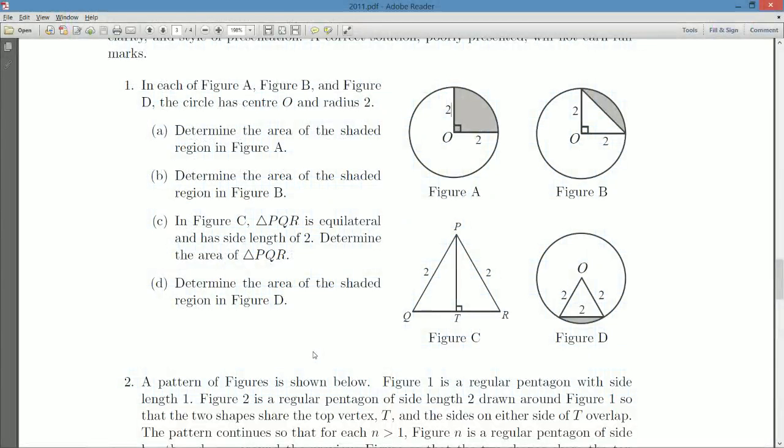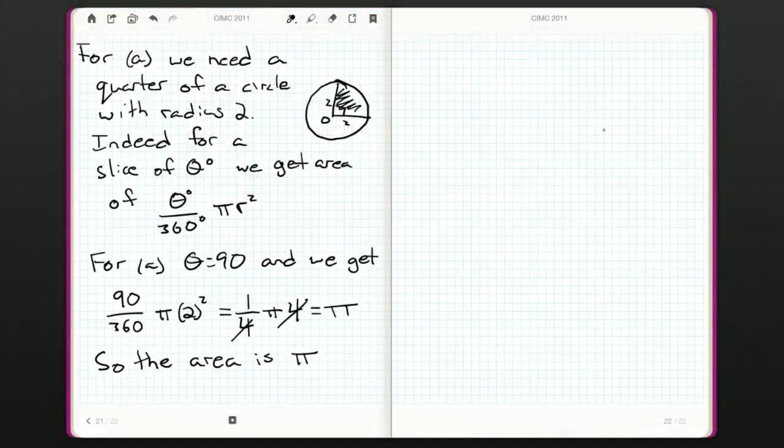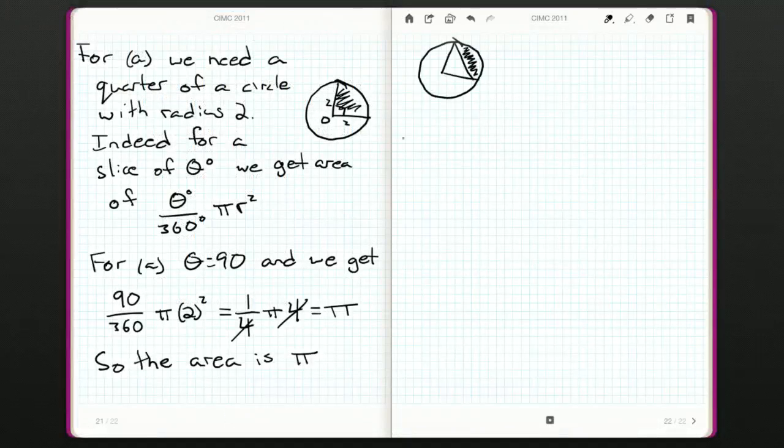Now part B. Determine the area of the shaded region in figure B. So figure B up here. We've got the same sort of right angle, but now we're just asking for this little sliver up here. Okay? We're basically omitting this entire isosceles right angle triangle. So once again, we'll draw another little picture of what we're talking about. And we have a right angle. Still a radius of 2, so it's basically the same circle as before. We're just asked for a different shaded area.